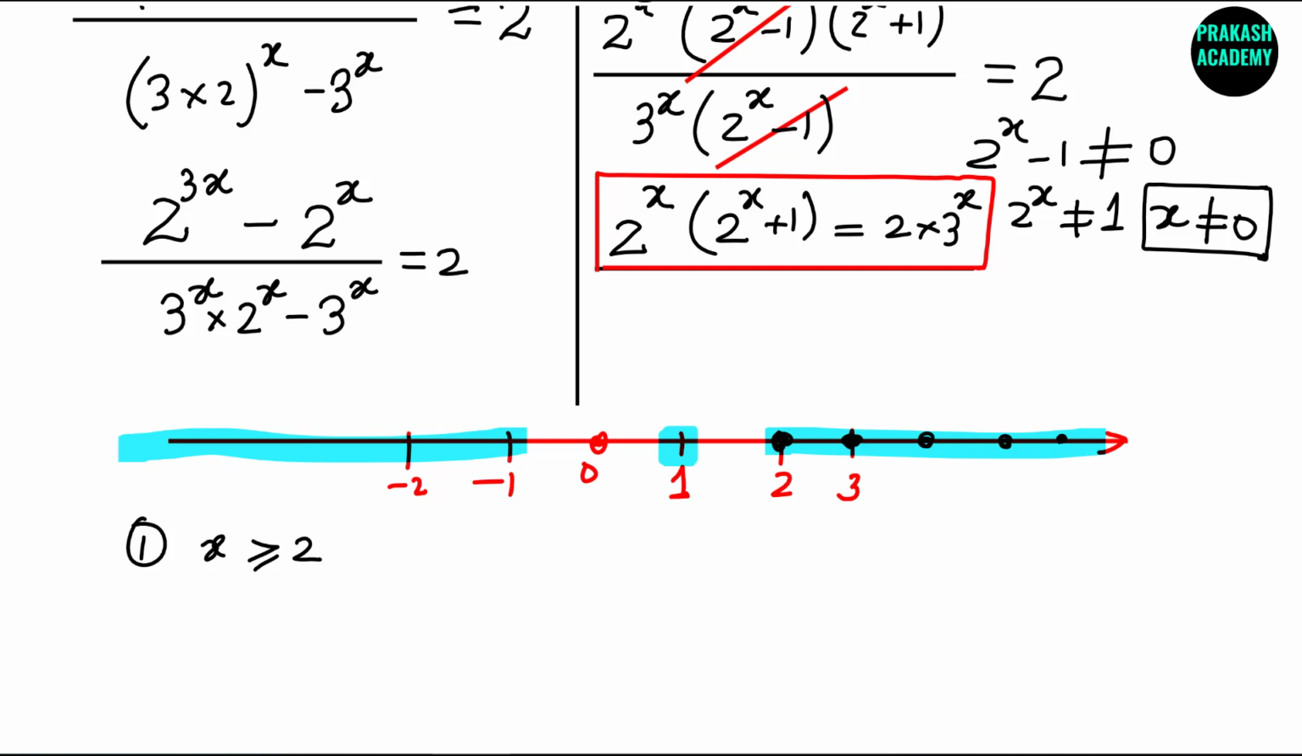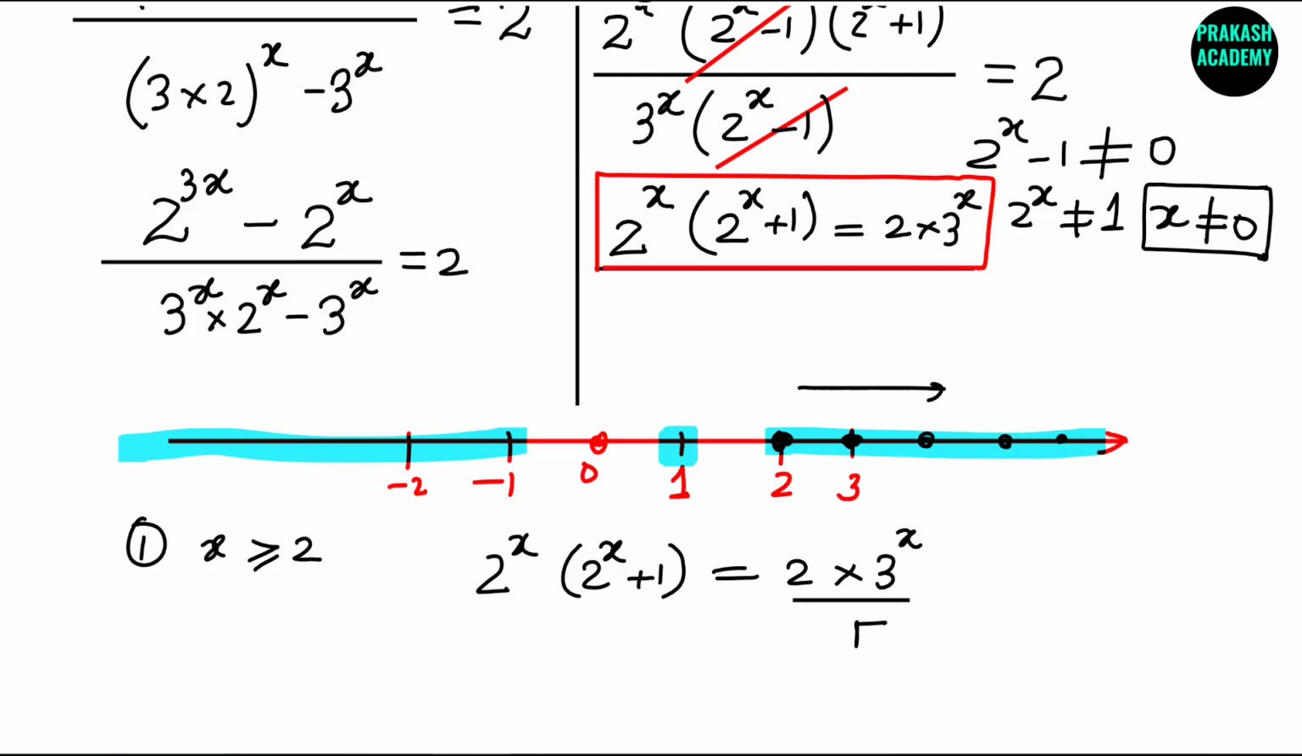We will have 2 raised to the power x into 2 raised to the power x plus 1 is equal to 2 into 3 raised to the power x. If you have a number greater than 2, or any number on this side of the line, this side will be an odd quantity, because 3 raised to the power of any number will be odd, and multiplied by 2, this will be even. So finally, this will be an even quantity.